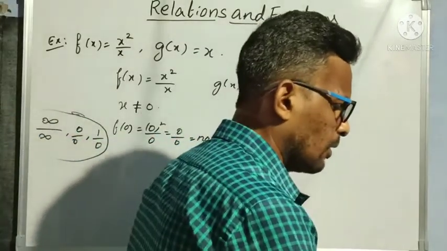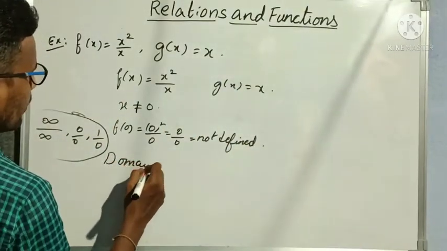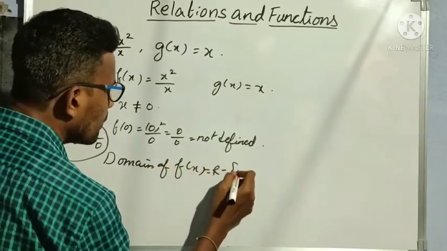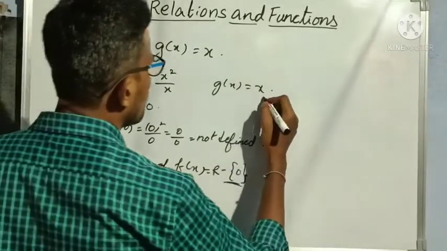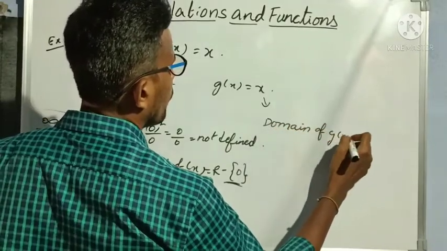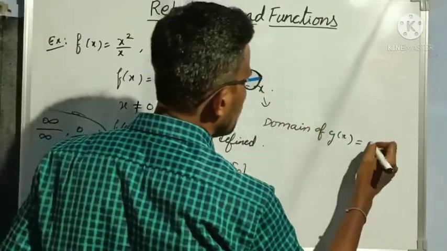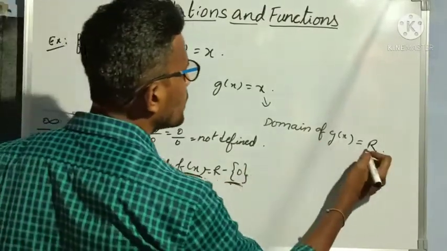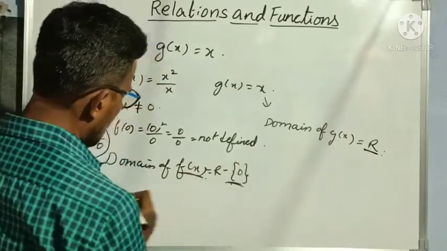Clear? So when x not equal to 0, in the domain set what will we get as f of x domain? So domain of f of x means for every real number we are getting some value except for 0. So that is R minus 0. Understood? But how about g of x domain? So domain of g of x is equal to every real number we are getting some same real number as the answer. So R. So here our domain of f of x is equal to R minus 0, but domain of g of x is R.